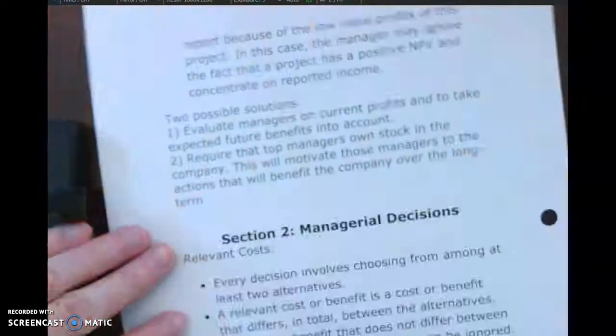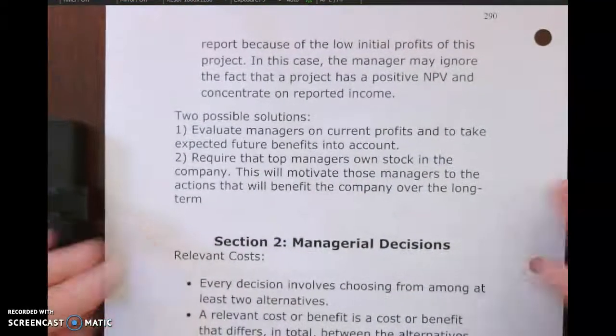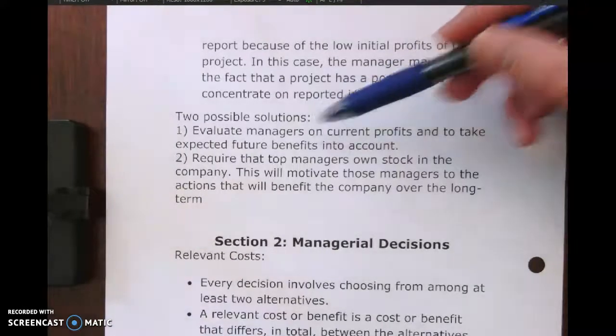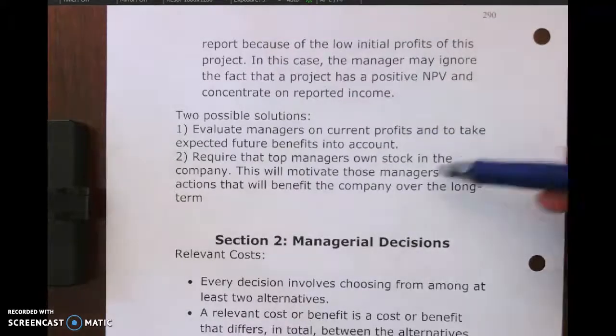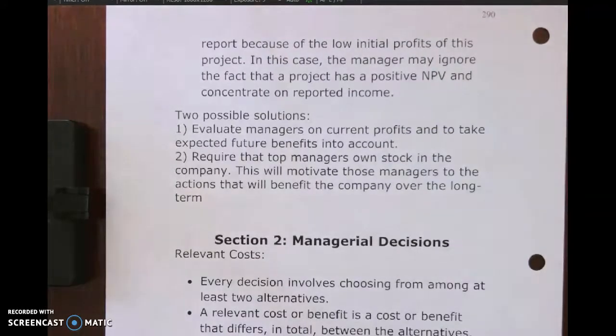Okay? And so some possible solutions for getting around this: evaluate managers on current profits, but then also take into account future benefits. Or you could require some managers to own stock in the company, which frequently does happen through stock options. And what that does is it makes them not just an employee, but also an owner of the company. And so they may be more inclined to take actions that benefit the company over the long term, not just maximizing short-run profits. But it also depends upon how you set up that compensation scheme.